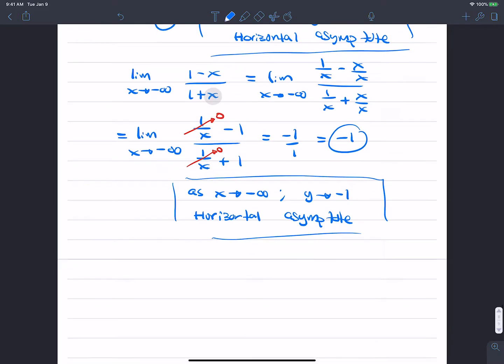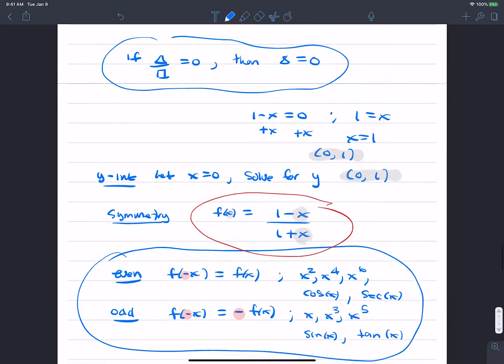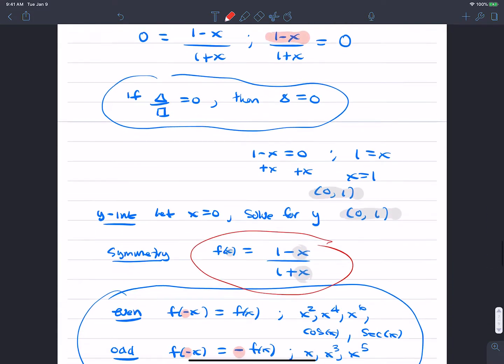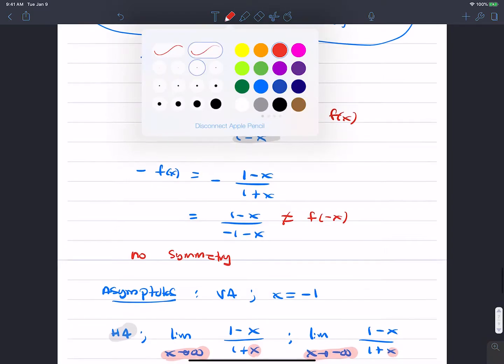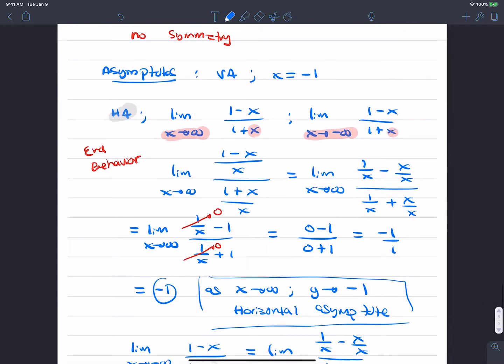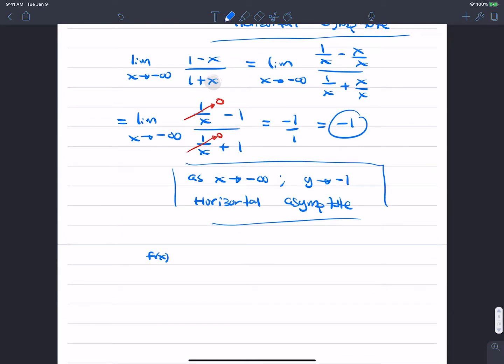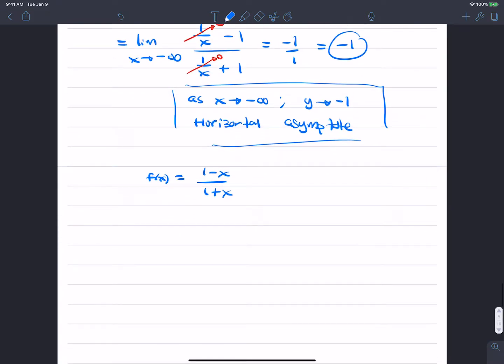So after you find asymptotes, go back to your curve sketching guidelines. What do you do now after you do this? Yeah, we need to find increase and decrease. And that involves what? Sign analysis on, again, what? The first derivative. So we're going to have to take some derivatives here. So if your function is 1 minus x over 1 plus x again, we need that derivative.